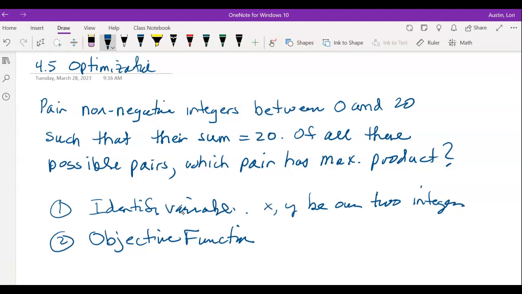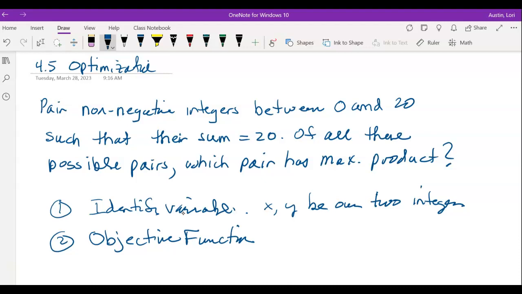What are we looking to optimize? The word optimize, by the way, means min or max. No, it means your min or max. In this particular problem, we're looking for a max. What are we optimizing? Read what the problem's asking for. Which pair has the max what? Product. Your objective function has to come from what you're maximizing.